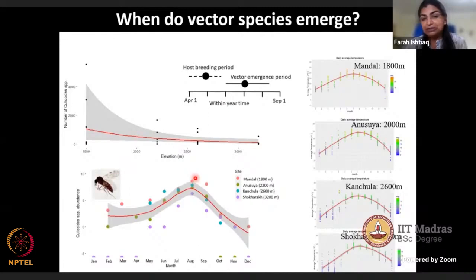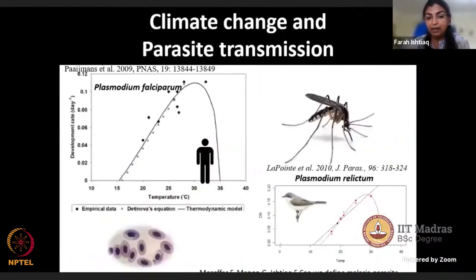Now, we wanted to understand how that relates to the breeding time of the birds, because somewhere between April and May the Himalayan birds breed, and vector emergence is happening somewhere here. So we wanted to know what proportion of birds are exposed to these interactions in this environment, and what that would mean in terms of climate change.